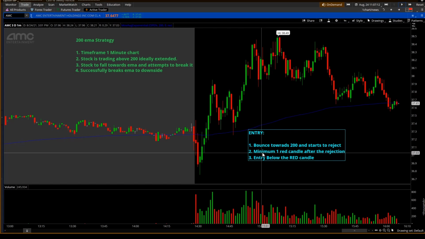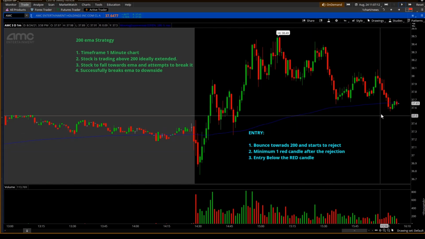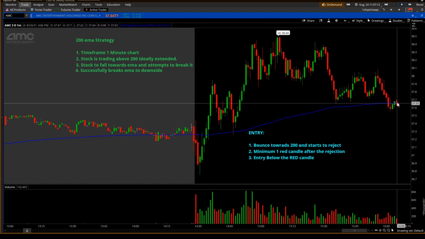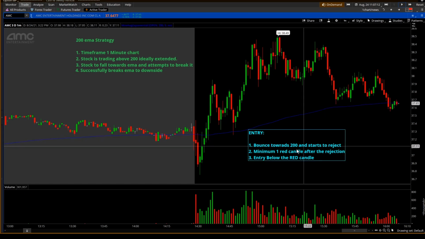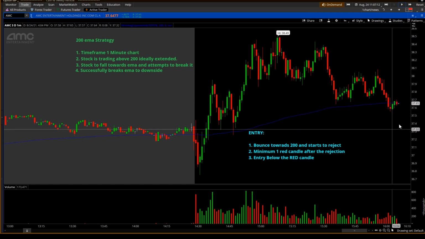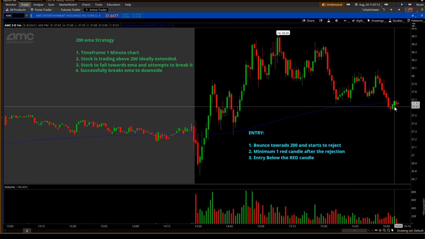So our second minimum one red candle after the rejection has been completed here. We've got a red candle, and now we wait for our entry below the red candle. So our entry is 37.60s, 61s, because the low of that red candle is 37.62.